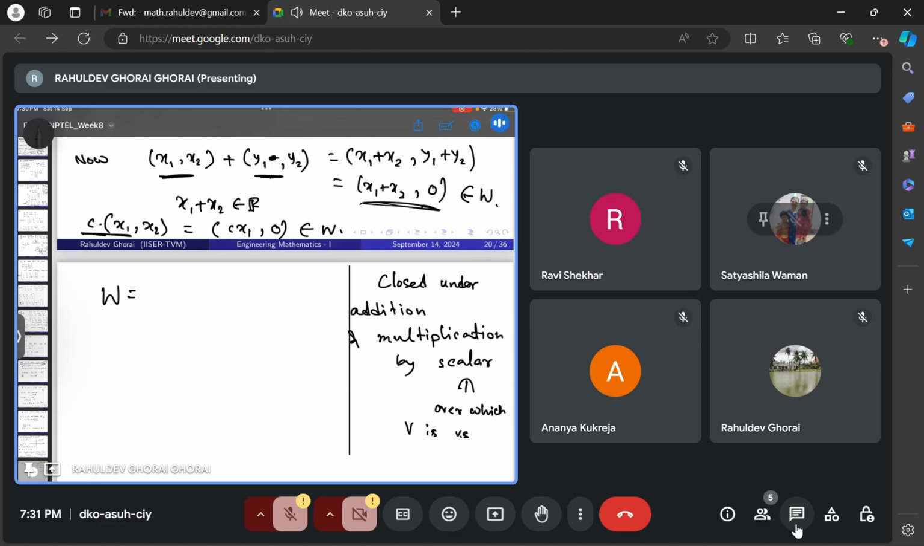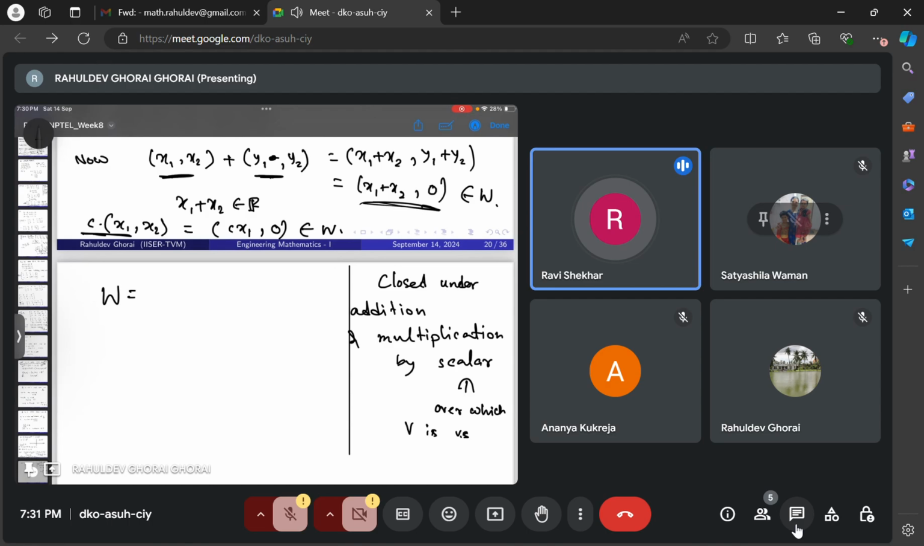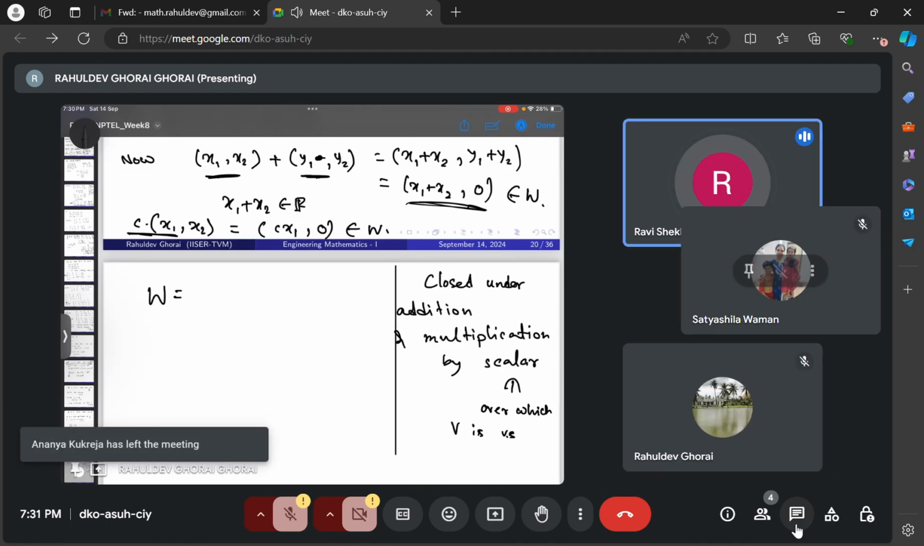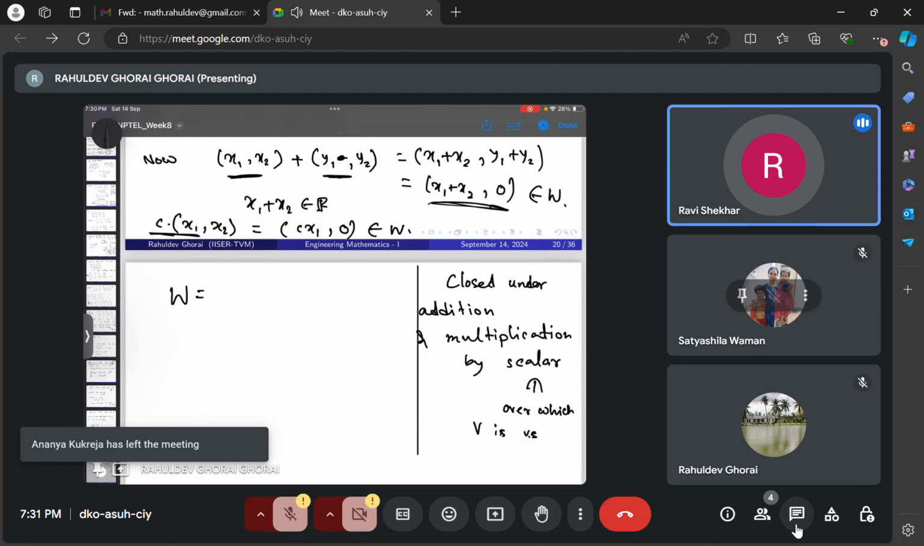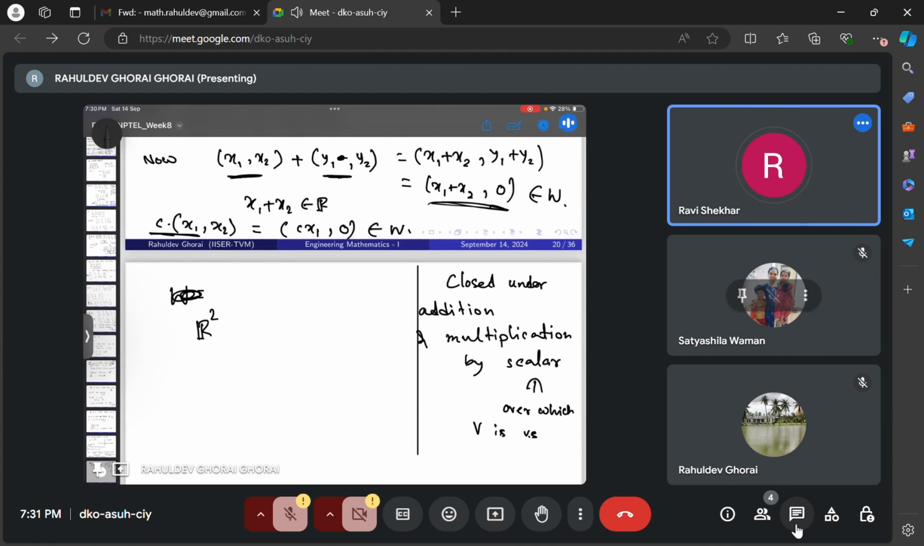Any other question here? Tell me. Sir, when we say that the vector space is R square, R to the power 2, then in that case, would the scalar be from R to the power 2? No, scalar is from R.